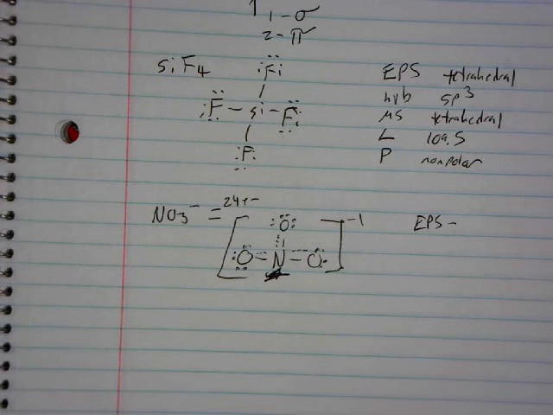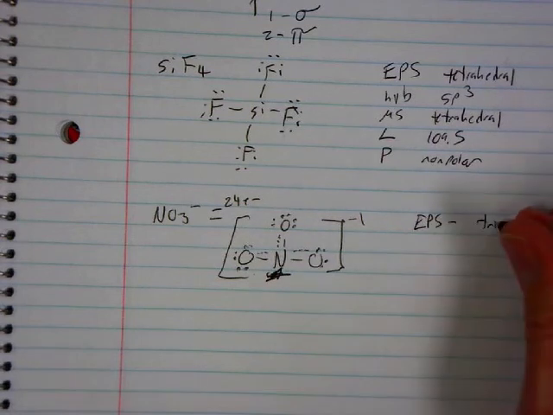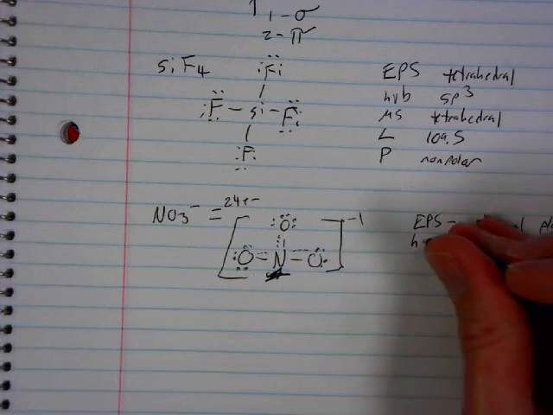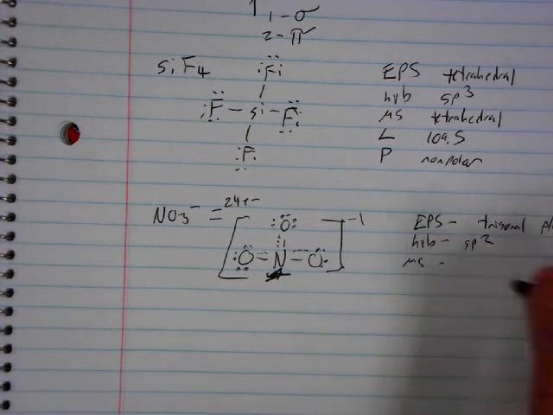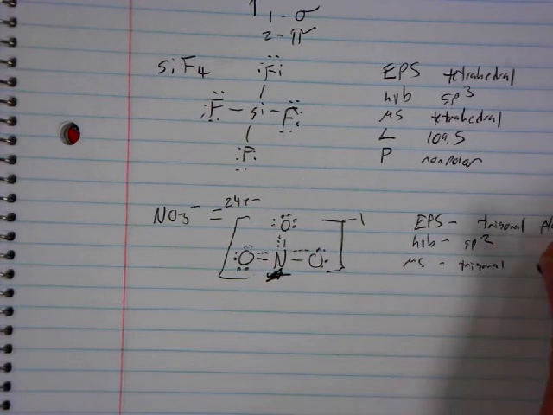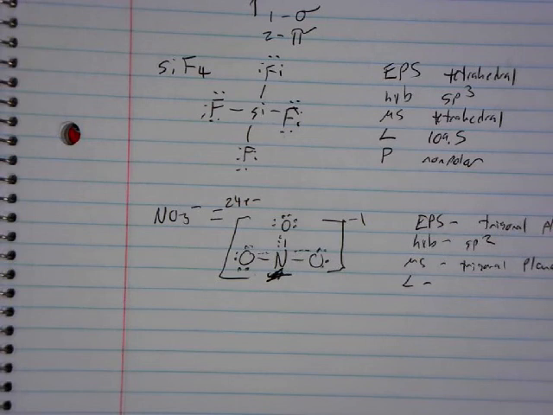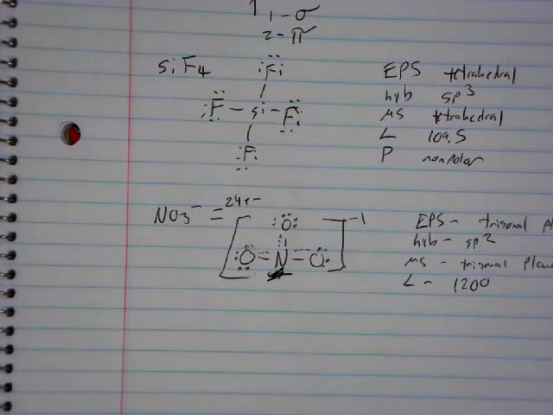Right? So, VSEPR. How many things are connected? Trigonal planar. How many bonding sites? 3. So trigonal planar. Good. Hybridization is sp2. Molecular structure is trigonal planar. Nice work. Angle, that's where I get off.